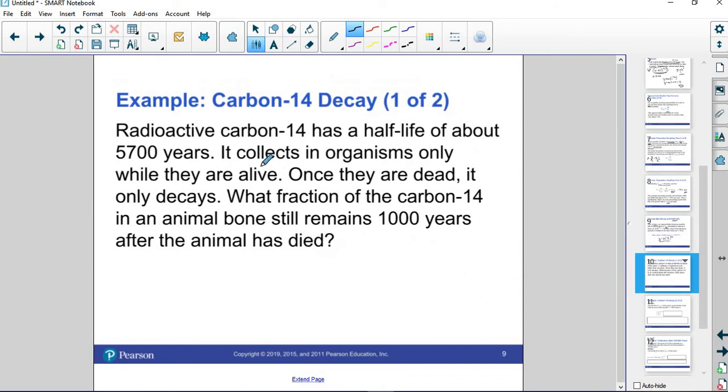So in this problem here, radioactive carbon-14 has a half-life of 5,700 years. That's big T, right? And it collects in organisms only when it's alive, and so once you're dead, then it decays, and that's why we can measure how old something is using carbon-14 dating. Okay, it really only works for things that are a few thousand years old, not for things that are millions and millions of years old. But whatever. And so what fraction of the carbon-14 in an animal bone remains after 1,000 years? So that's my little t. So little t is 1,000, big T is 5,700.